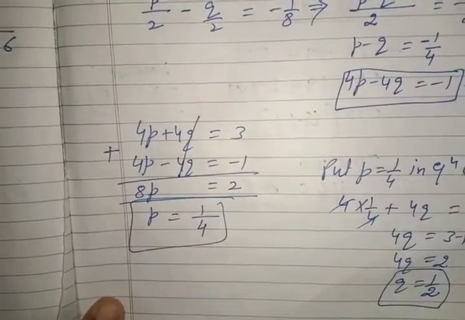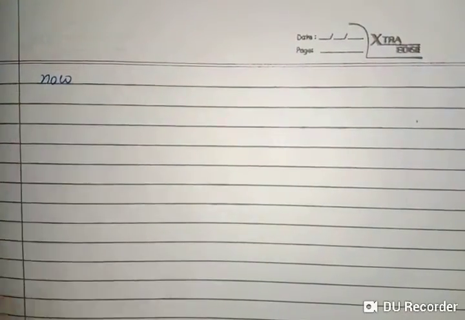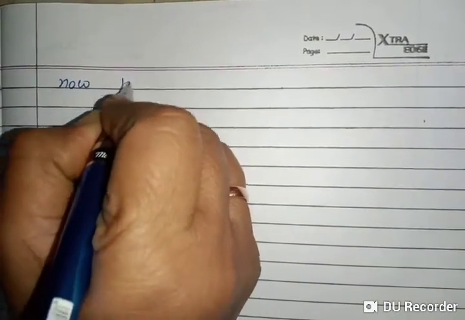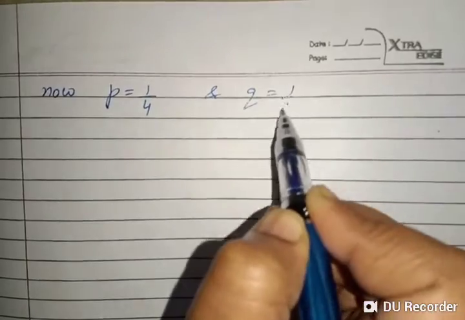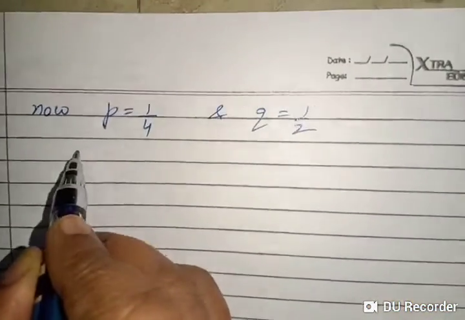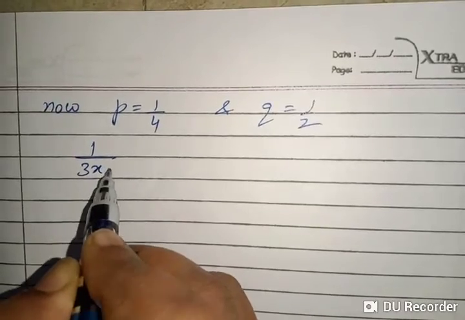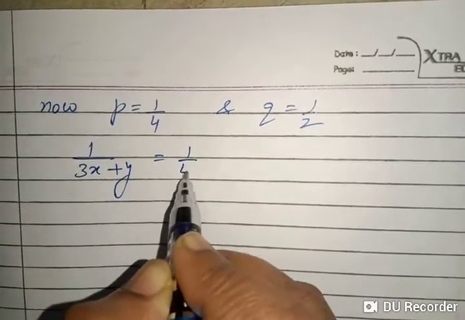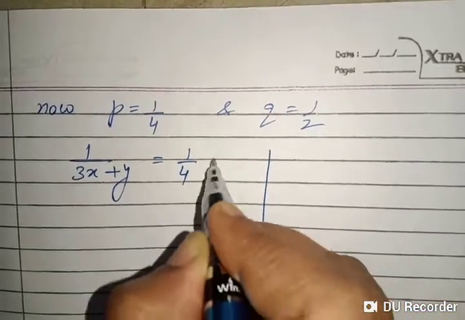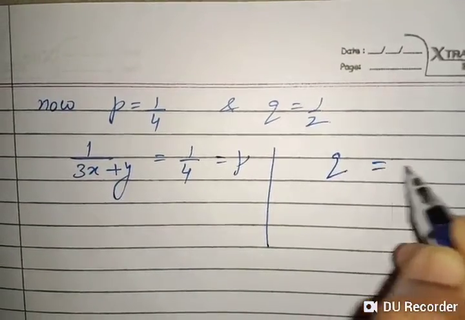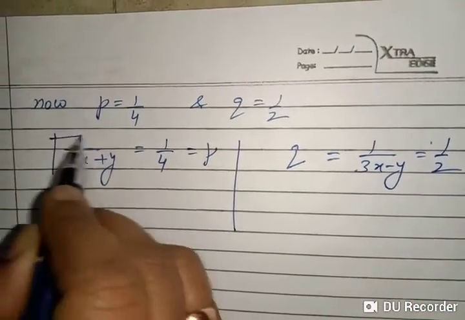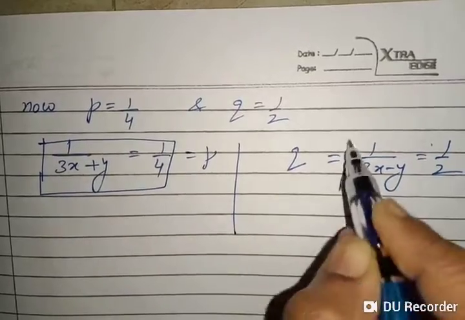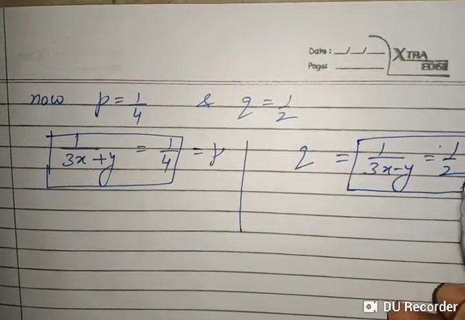P is equal to 1 by 4, and now our p is equal to 1 by 4 and q is equal to 1 by 2. We supposed p as 1 over 3x plus y and q as 1 over 3x minus y, which is our 1 by 2. With the help of these two, we will solve for the values of x and y, because our question is in x and y.